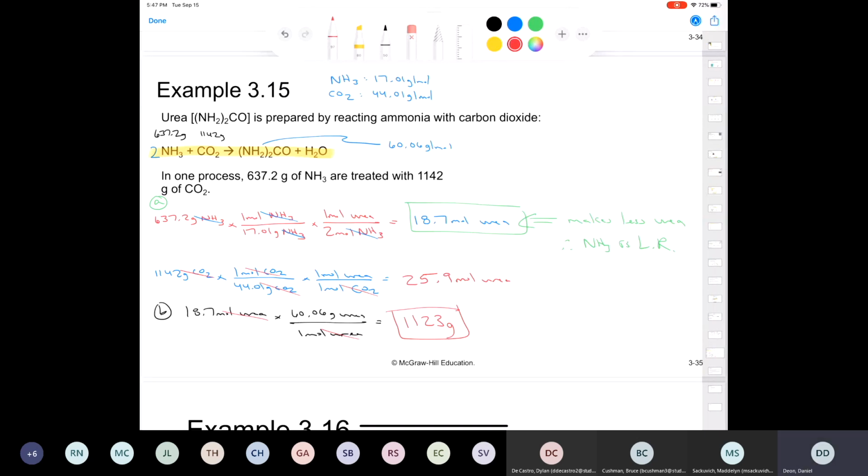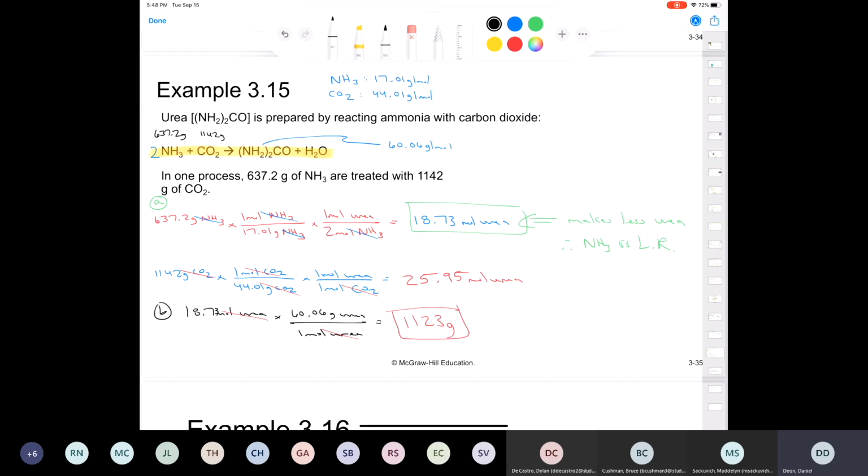In fact, let me fix this. 637.2 divided by 2 gives 18.73 moles of urea, and 1142 divided by 44.01 is 25.95. So let's fix that one too. 25.95 moles of urea. So it should be 18.73, like that. There we go.